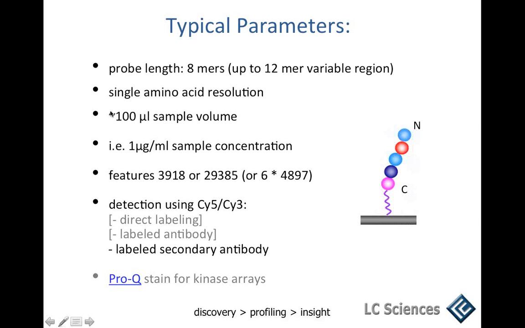When we run the arrays, typically what we're using are 100 microliter of sample volume. That's for the smaller chip. The larger chip would require a little bit more. Then in terms of sample concentration, the good measure is typically 1 microgram per milliliter. So really not a lot.